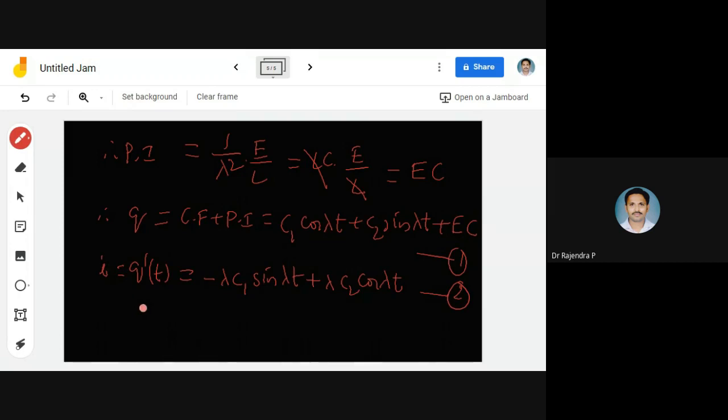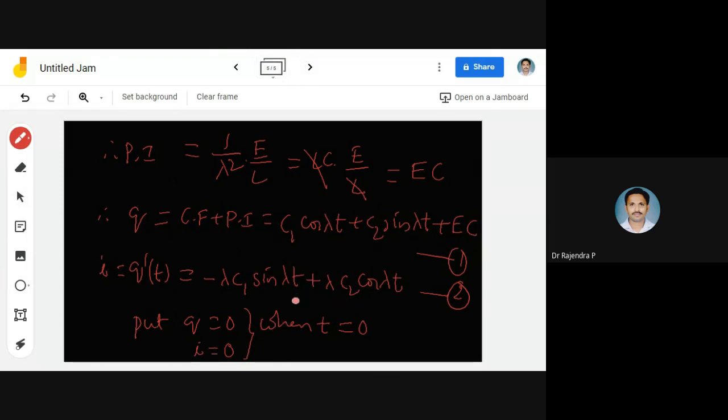They are given initial conditions. What are they given? Q is equal to 0 when T is equal to 0. I will substitute that in the first equation. And of course, I is also given: when I is equal to 0, at that time I will take the second equation. Both are Q equal to 0 and I equal to 0 when time T equal to 0. So I am going to write these in the next slide.